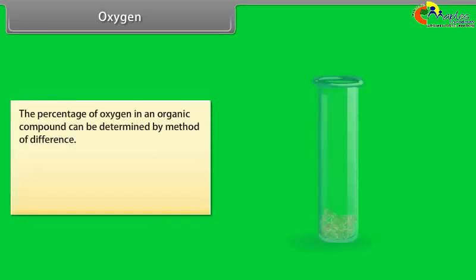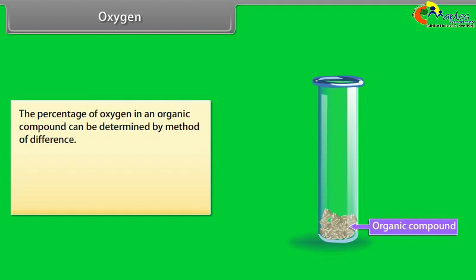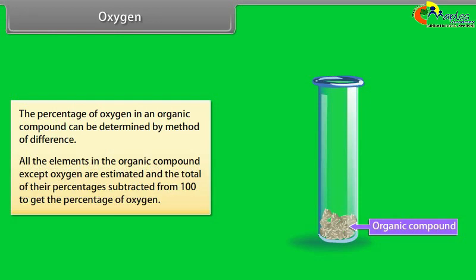Oxygen. The percentage of oxygen in an organic compound can be determined by the method of difference. All the elements in the organic compound except oxygen are estimated and the total of their percentages is subtracted from 100 to get the percentage of oxygen.